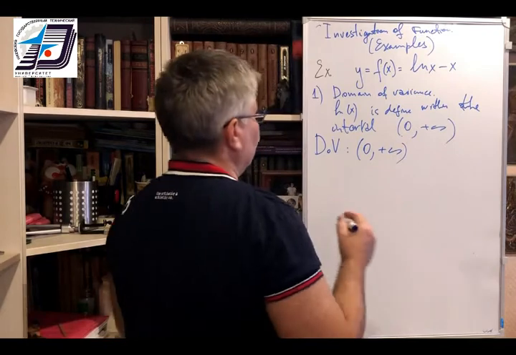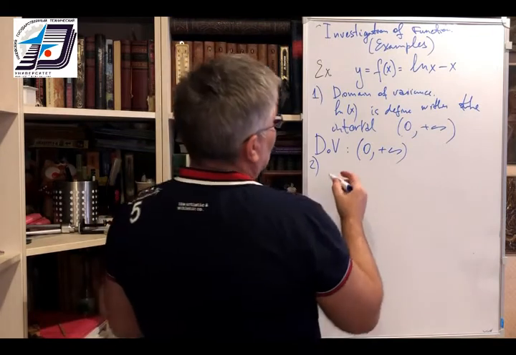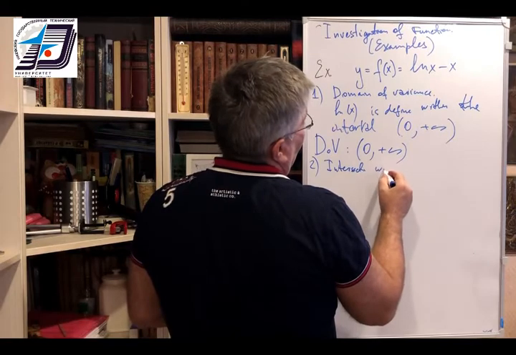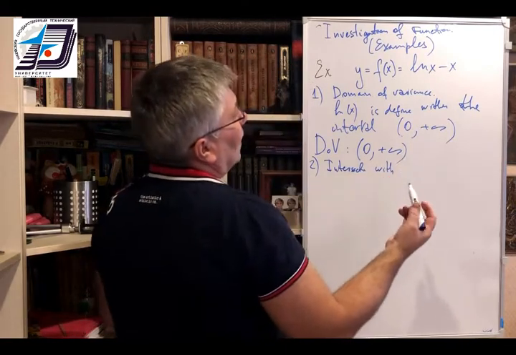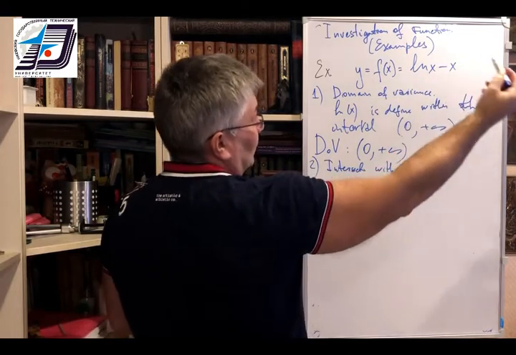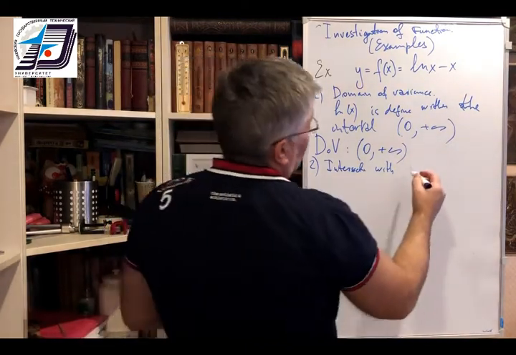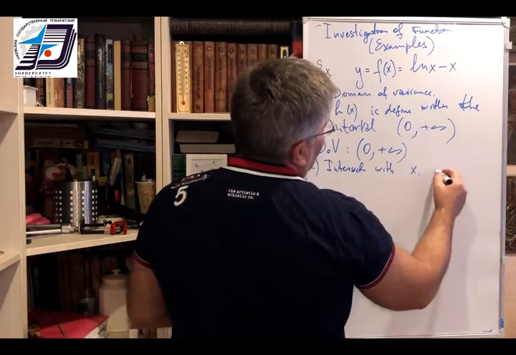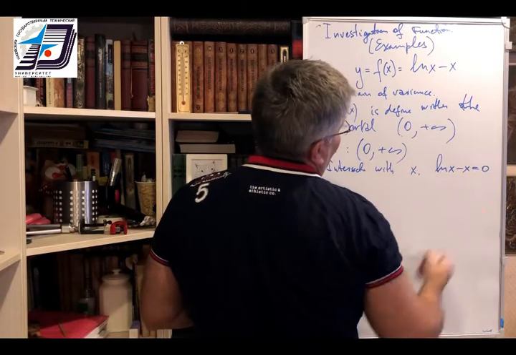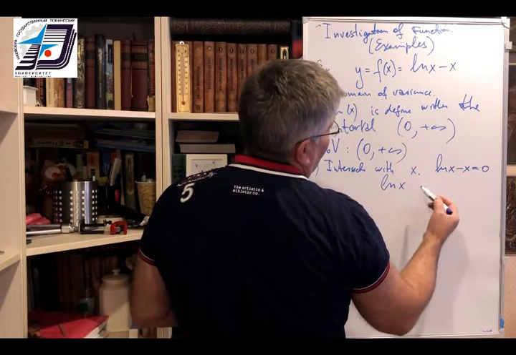Okay, next step. We can calculate intersection with axes. So it's clear that it's impossible to calculate intersection with axis y because when x equals 0, we can't calculate this function at all. With axis x, ln x minus x equals 0. It is possible only for points when ln x equals x.